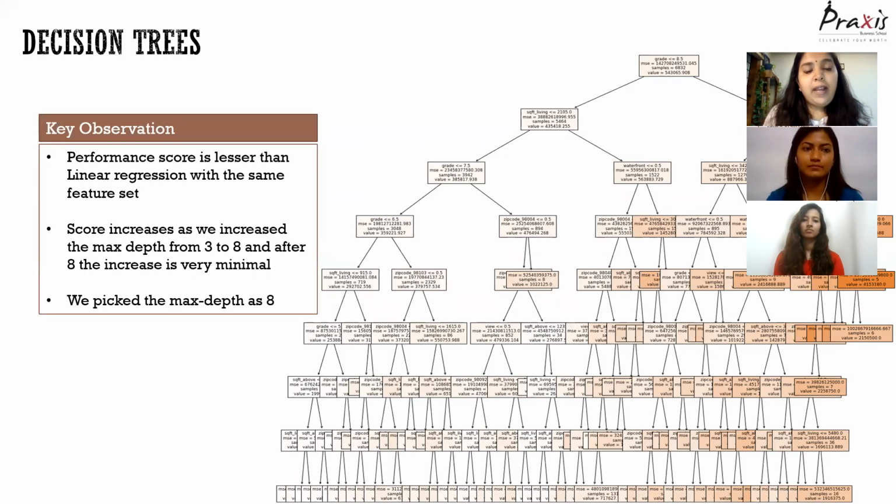Now we have the final best feature set. We fit the decision tree with that as well. And what we found is that the performance score of the decision tree algorithm is not as good as linear regression. Also, we observed that as we increased the max depth, the performance increased. But after a certain limit, which is 8, the increase in model performance was negligible. So we decided to stay with a max depth of 8.